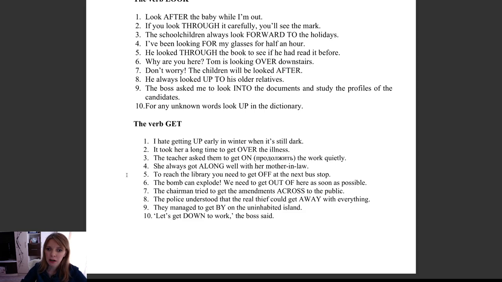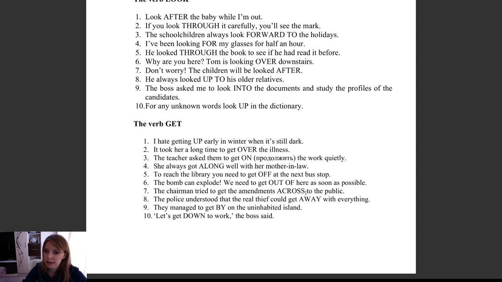Number five, to reach the library, you need to get off at the next bus stop. So to get off, сойти, выйти. Number six, the bomb can explode. We need to get out of here as soon as possible. So to get out of some place means бежать, убежать, скрыться. Number seven, the chairman tried to get the amendments across to the public. So to get across means донести до кого-либо.